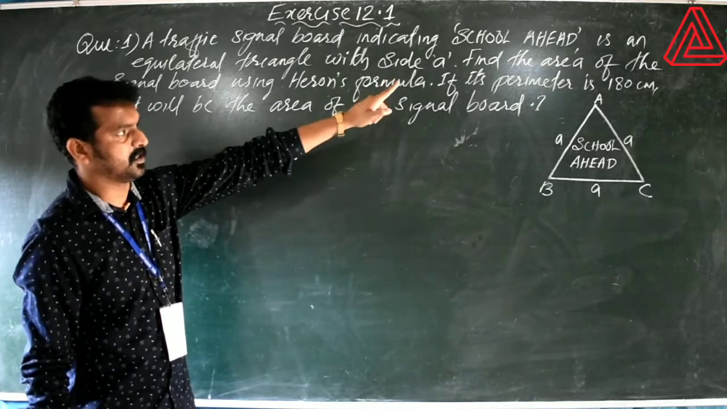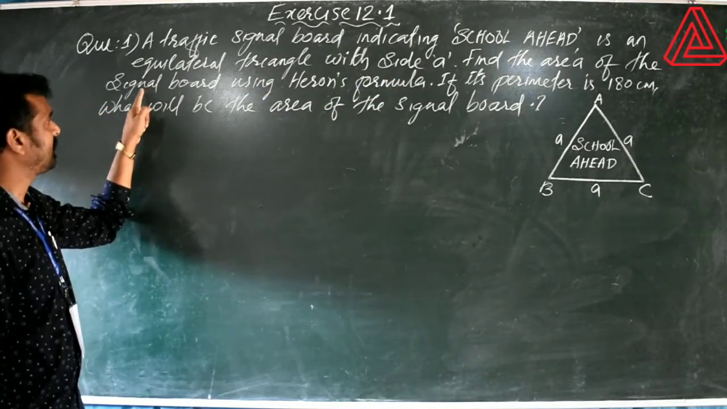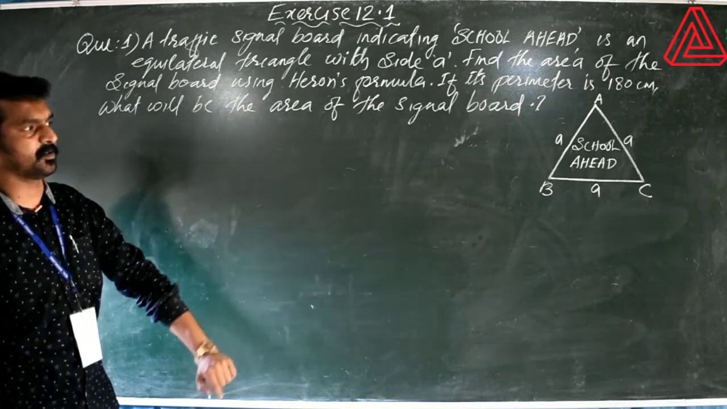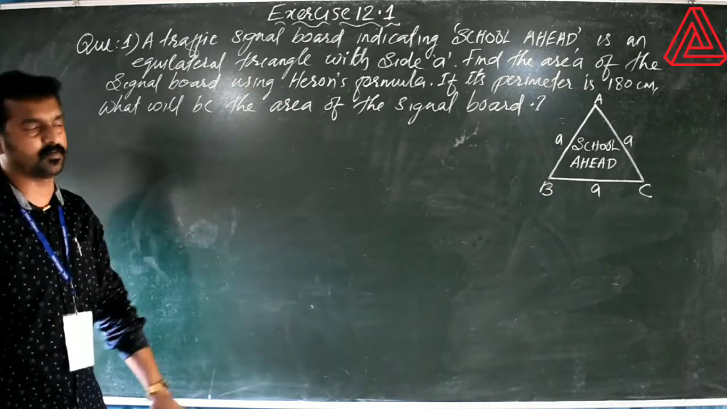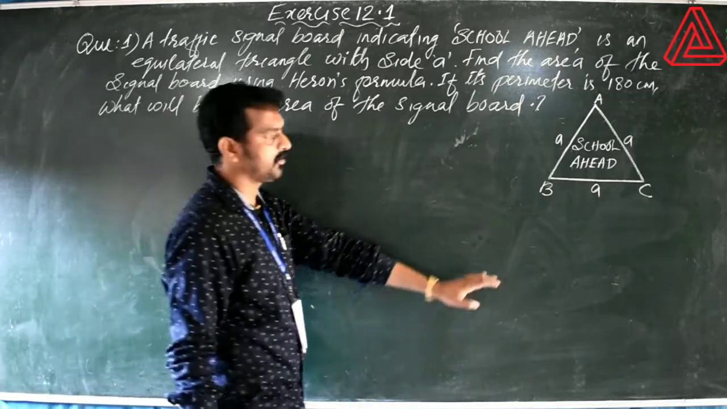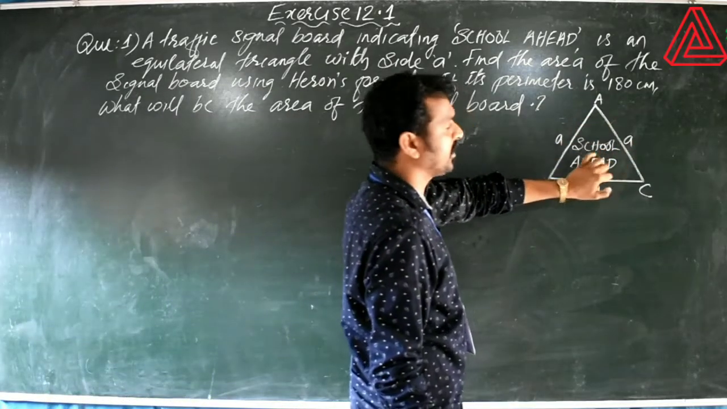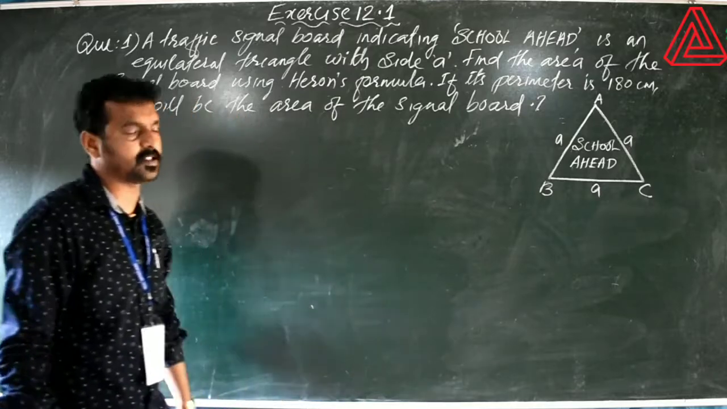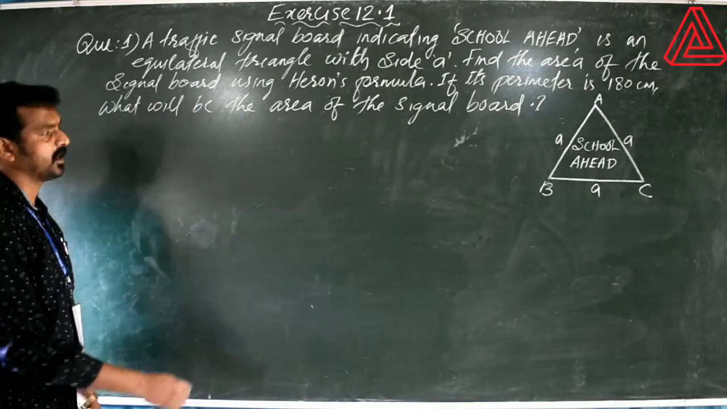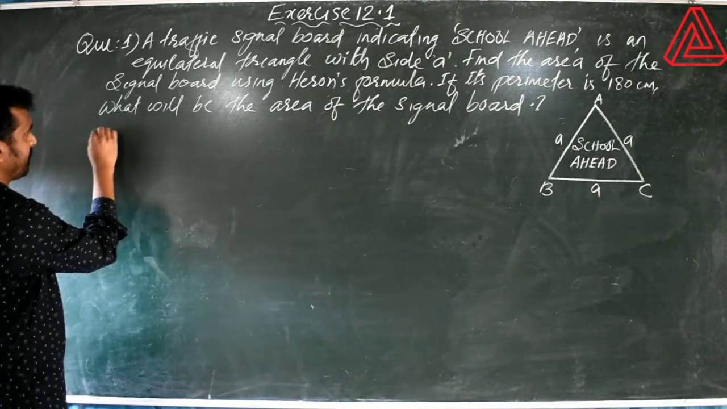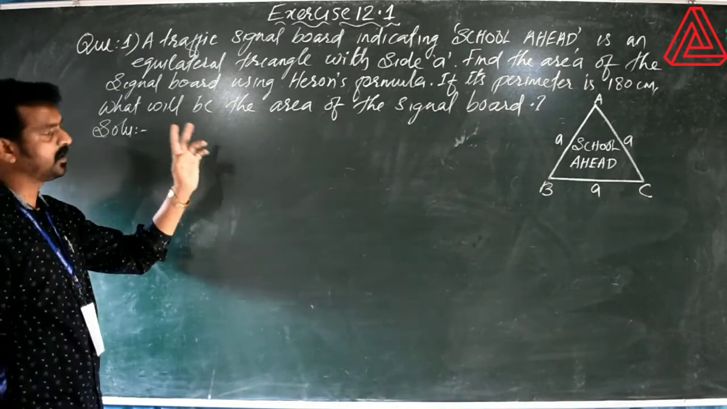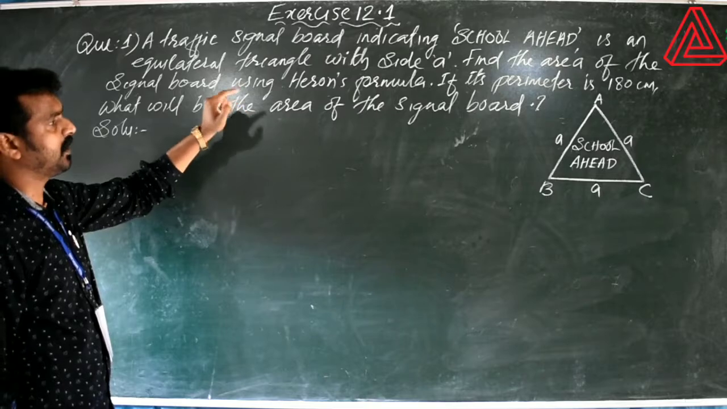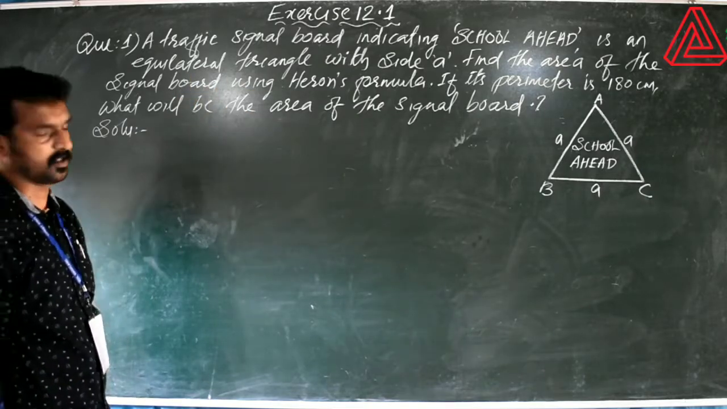What is the first question? Find the area of the signal board using Heron's formula. Using Heron's formula, first we have to find the area of this signal board. After that we will see the second question, as one more question is there. So first we will find the area of the signal board using Heron's formula.